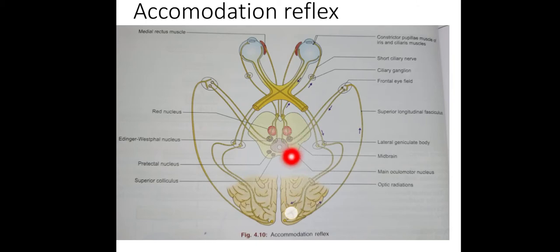Through the activation of the Edinger-Westphal nucleus, it leads to contraction of the ciliaris muscle, which makes the lens globular and thicker, and through the sphincter pupillae the pupil will constrict. So this is all about the accommodation reflex.